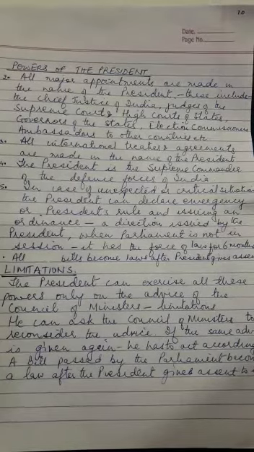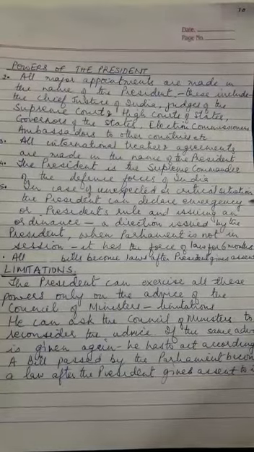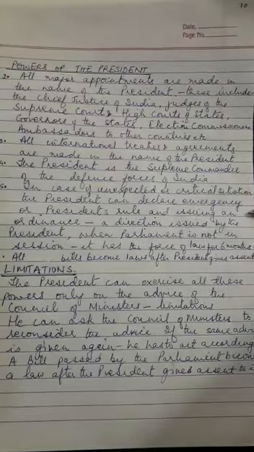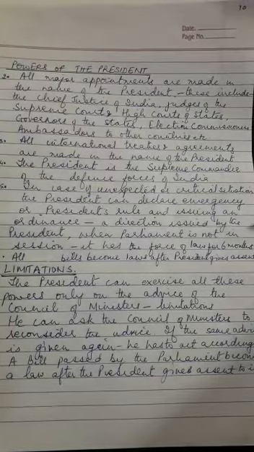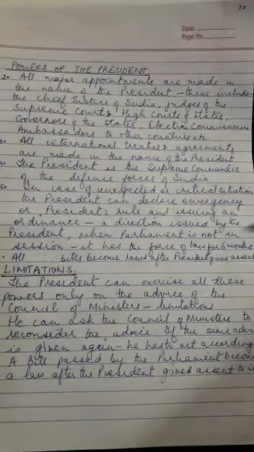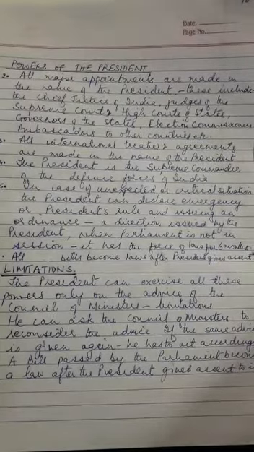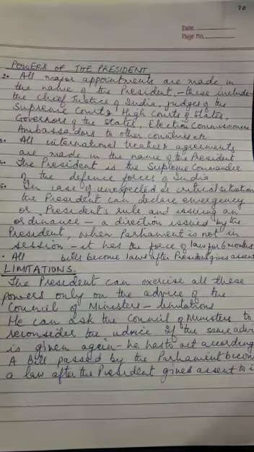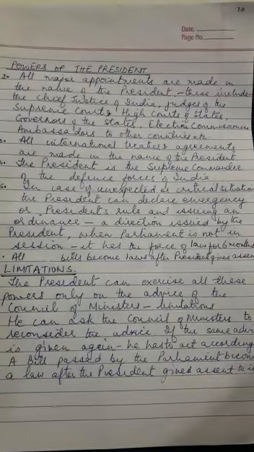In case of an unexpected or critical situation, the president can declare an emergency in the country or president's rule and issue an ordinance. An ordinance is a direction issued by the president when the parliament is not in session, and it has the force of law for 6 months. So, when the parliament's session is not going on and there's some major issue, he can take the matter and decide upon it.